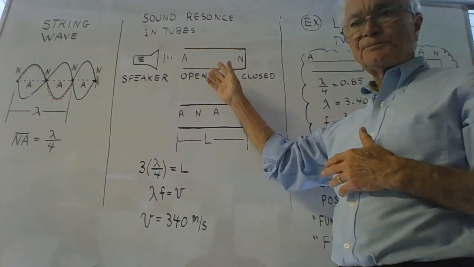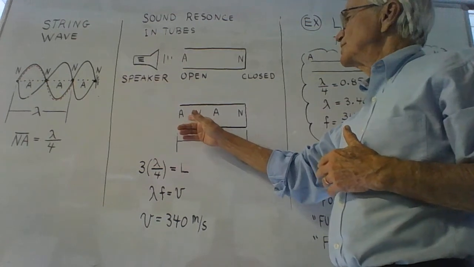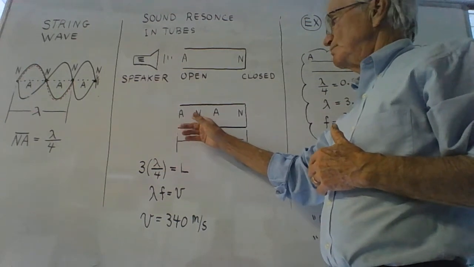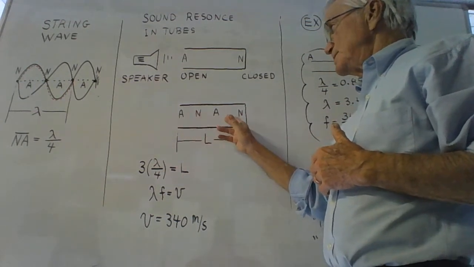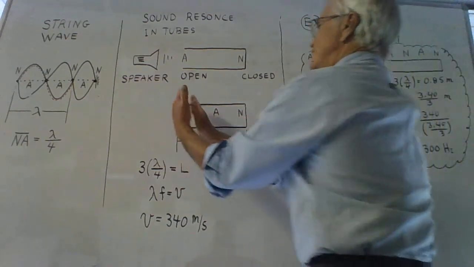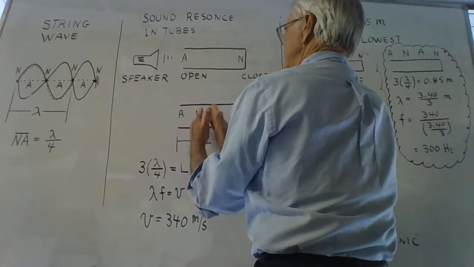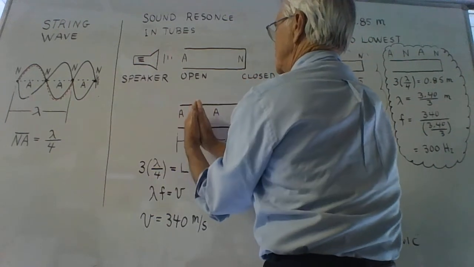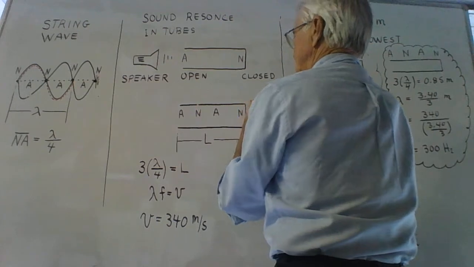There are other modes of vibration, ways in which sound can resonate in such a tube. I show the next lowest frequency that will resonate, AN, AN. So the air there is doing that and doing that. There at the node, no movement, no movement.